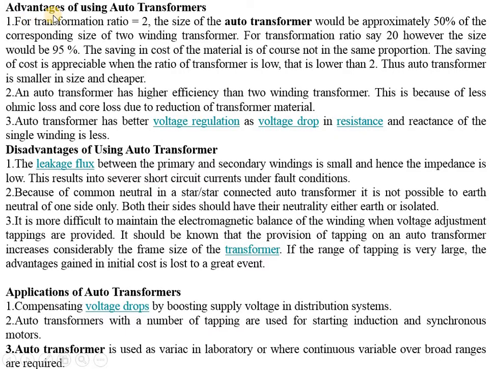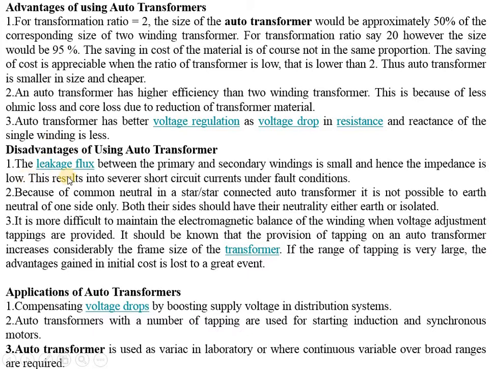Now what are the advantages and disadvantages of auto transformer starter? For transformation ratio 2, the size of the auto transformer would be approximately 50% of the corresponding size of the two winding transformer. For transformation ratio say 20, however, the size would be 95%. So these are the advantages. An auto transformer has higher efficiency than a two winding transformer. This is because of less ohmic loss and core loss due to reduction of transformer material. Auto transformer has better voltage regulation as voltage drop in resistance and reactance of the single winding is less. So these are the advantages.